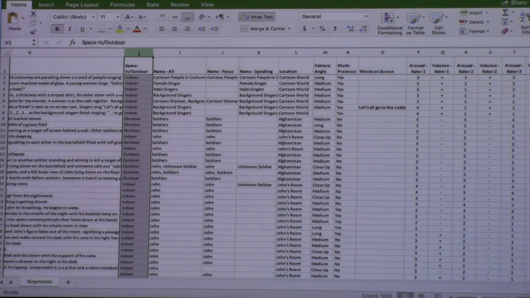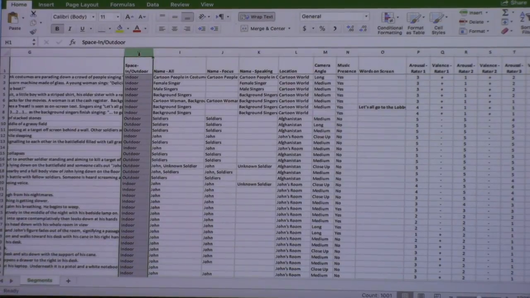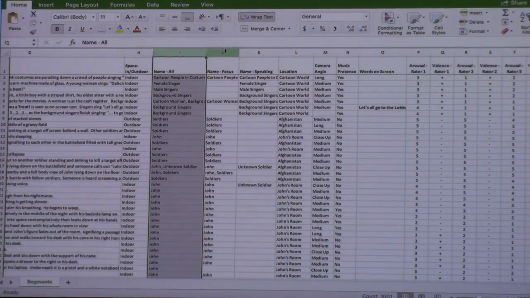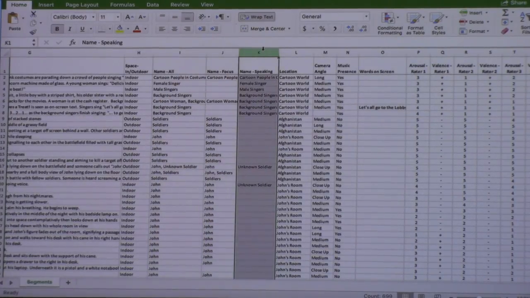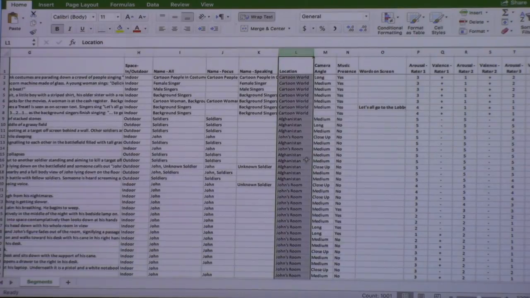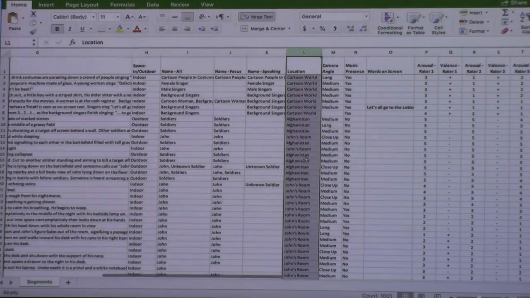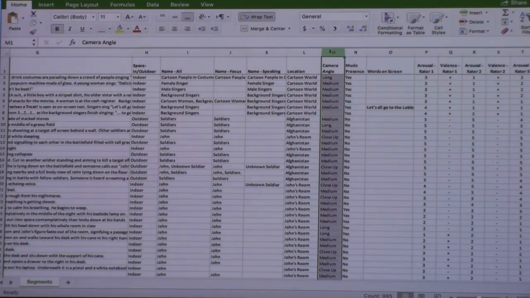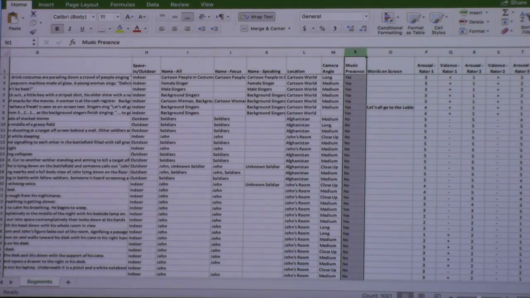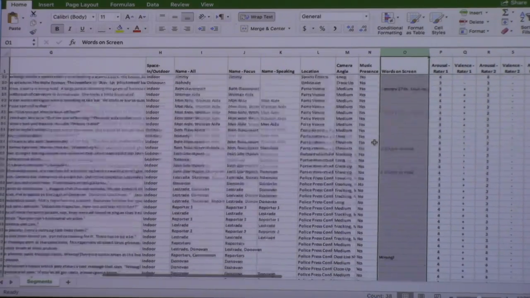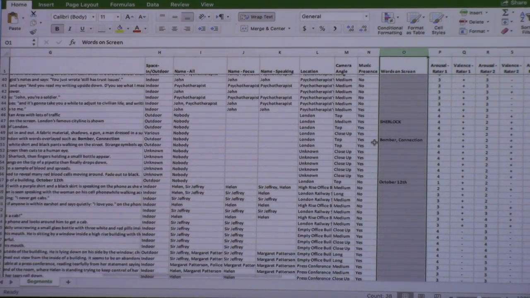So some of these are objective and some are subjective, right? So indoor versus outdoor is pretty objective. You just say what's happening on the screen and which characters are on the screen, who's the focus of the shot, who's talking, the location. The location turns out to be not a very useful label because in this movie they almost never go back to the same place. The camera angle, we never use this for anything. Whether there's music or not. Words on the screen. That happens quite a bit in Sherlock because he's always texting, and then they have text pop up on the screen for you to read.